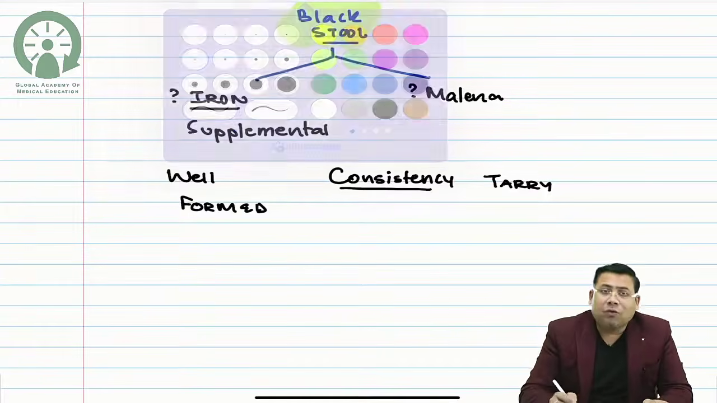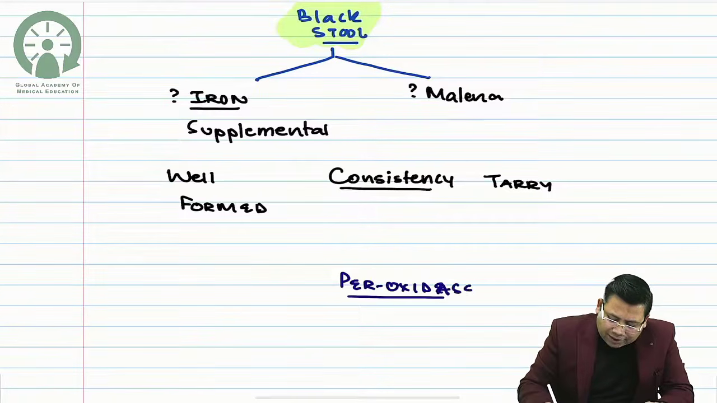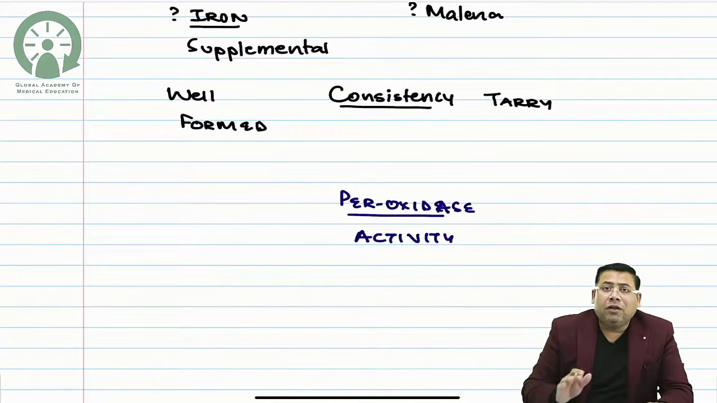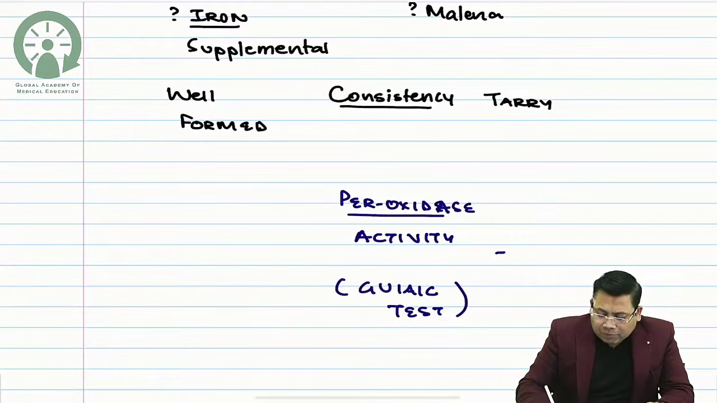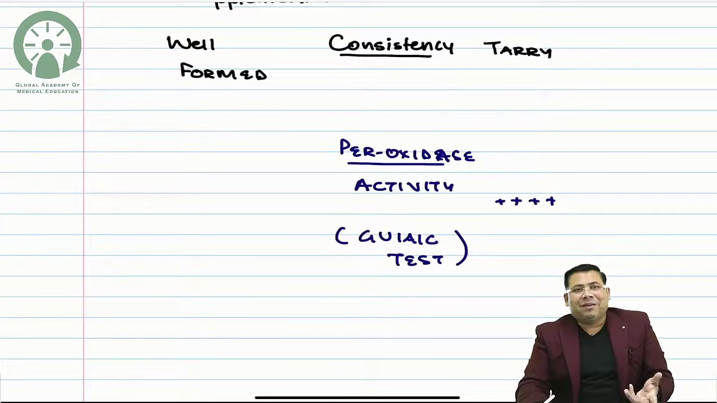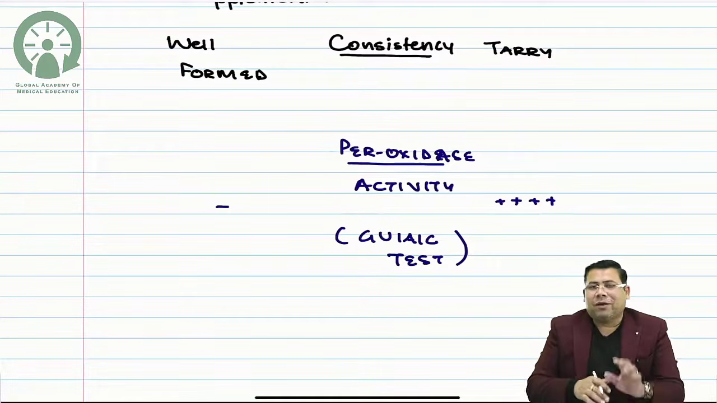The second thing is when you check for the peroxidase activity. So how do you check this peroxidase activity? This is very, very important. In this case, we go for a test which is known as the guaiac test. This test is positive for patients with melena because melena has blood. Iron supplementation black stools don't have blood, and this is why the guaiac test is negative.